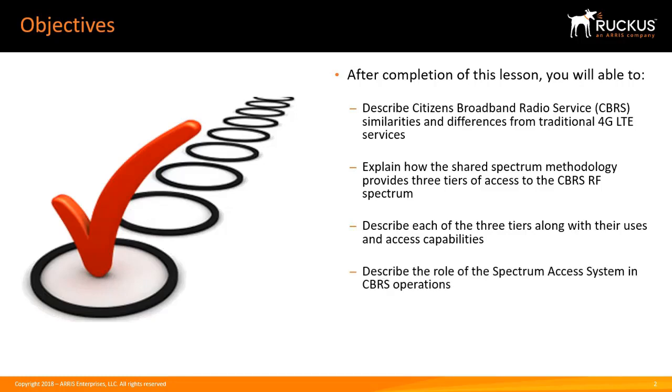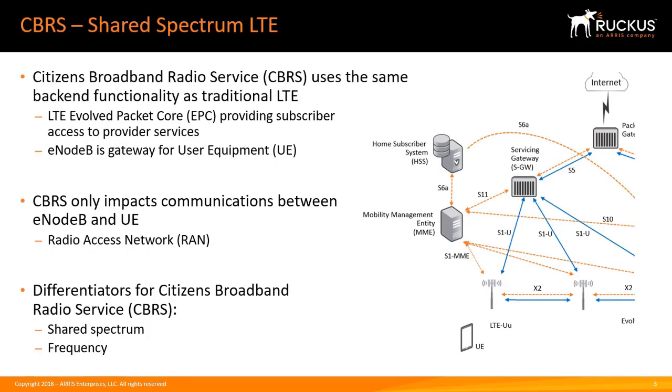Describe the role of the Spectrum Access System in the CBRS operations, and explain CBRS device types and the constraints in which they operate. Citizens Broadband Radio Service, CBRS, is a shared spectrum LTE technology.